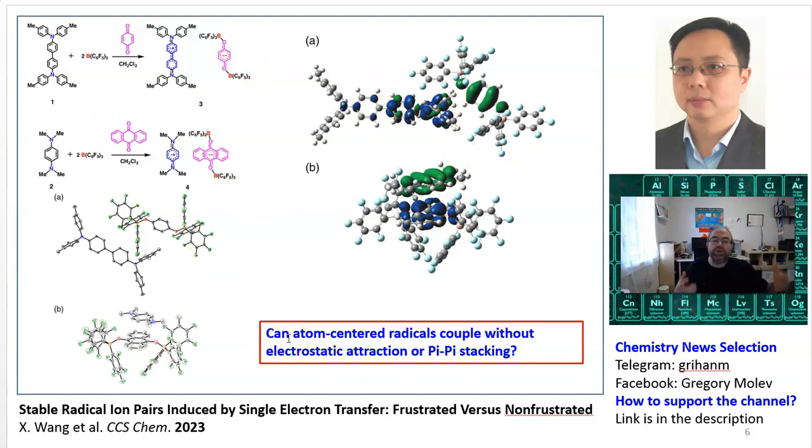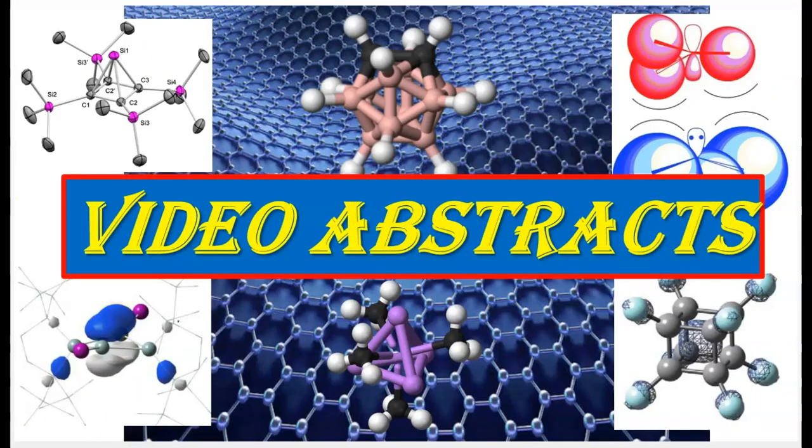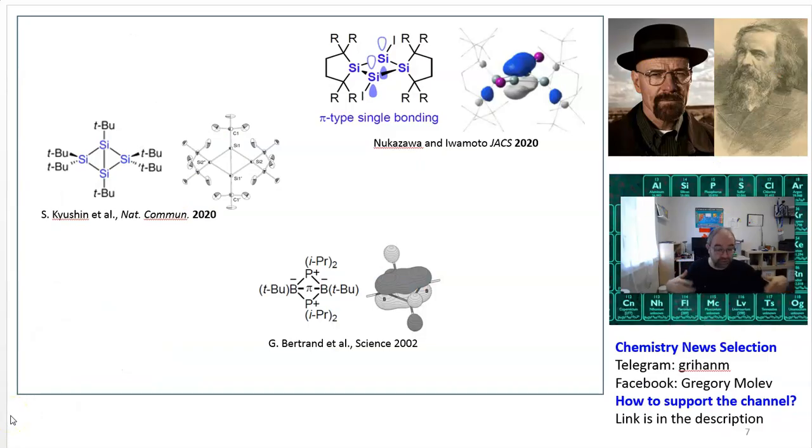I was also wondering, can atom-centered radicals couple without electrostatic attraction or pi-pi stacking? How can it look like? And maybe the hint to such possibilities comes from the biradical chemistry, when the two unpaired electrons are in one molecule. There's still a lot of discussion in the literature about the so-called single pi bond. That's when the two unpaired electrons are very close to each other. Such a molecule was synthesized in 2002 and published in Science. They called this molecule a diradicaloid.